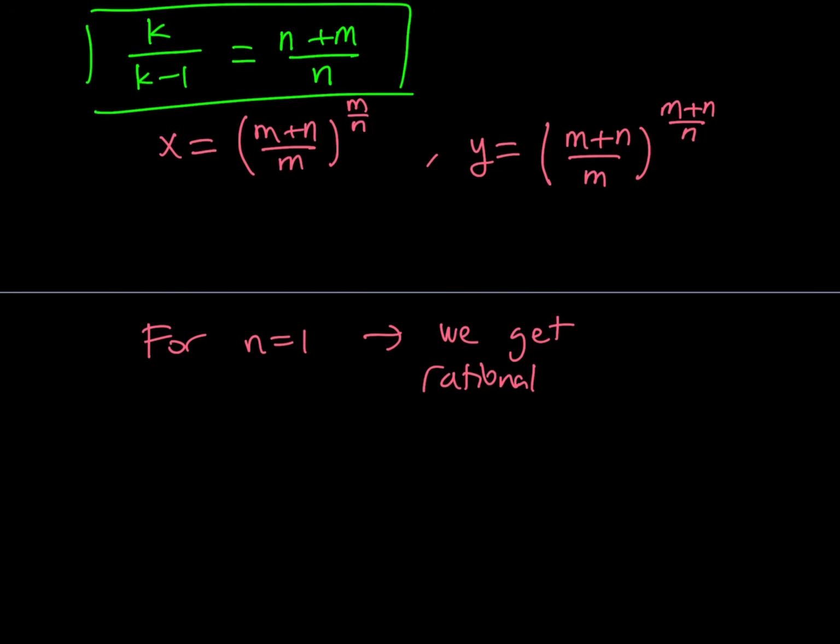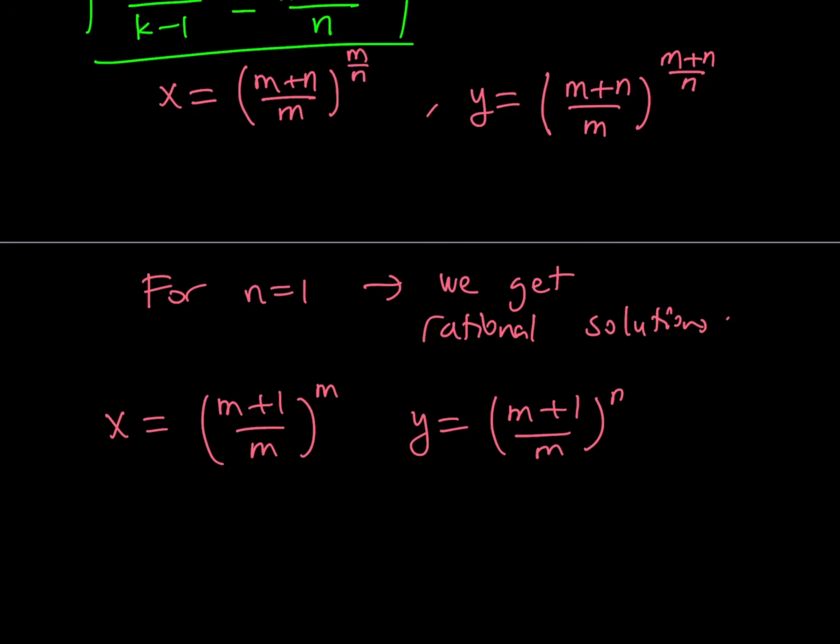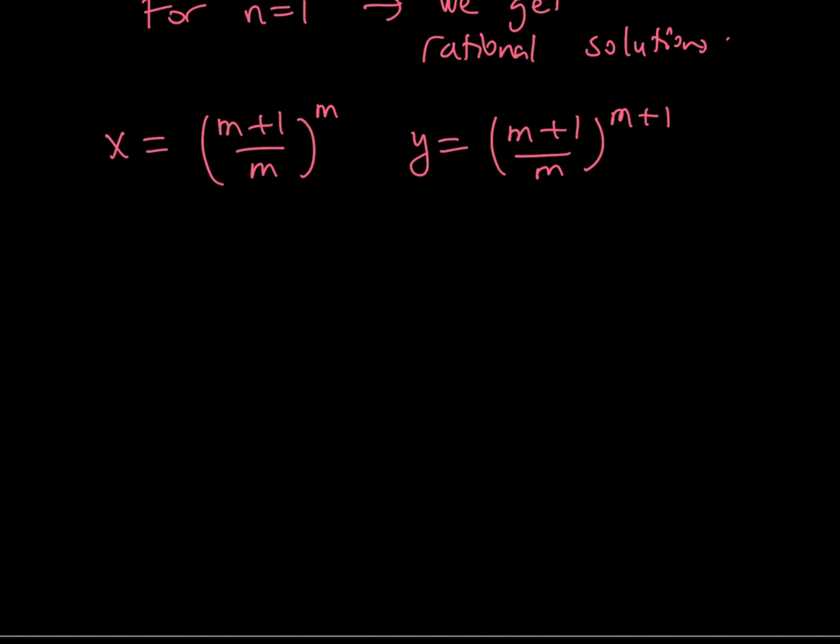Again, I'm keeping a long story short here because I don't want to keep this video too long. So now what happens if you replace n with 1? You get x equals m plus 1 over m to the power m, and y equals m plus 1 over m to the power m plus 1. So those are going to give you, with m as a parameter in this case, all the rational solutions.